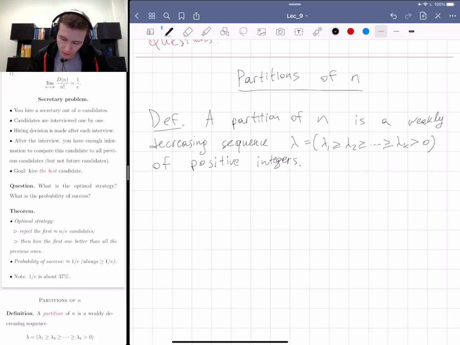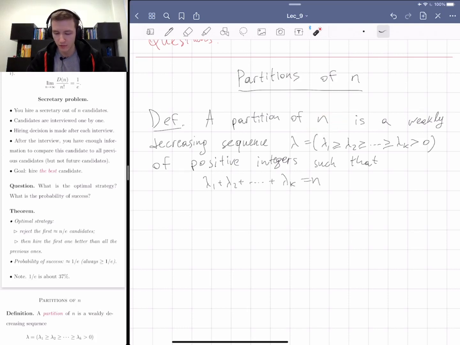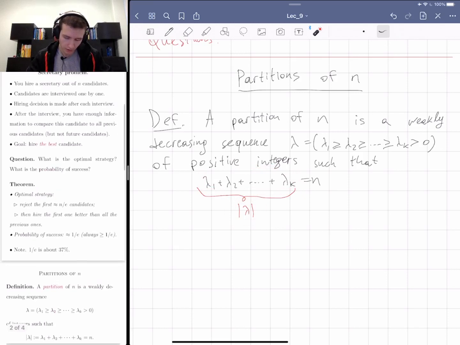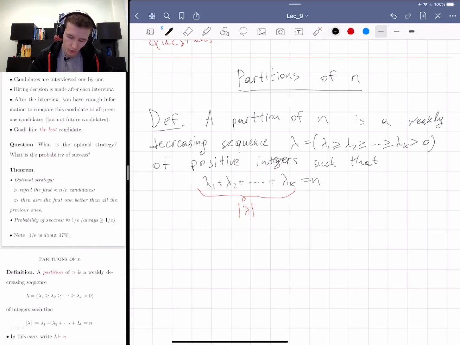Such that the sum lambda 1 plus lambda 2 plus etc. plus lambda k is equal to n. So you want to represent n as a sum of positive integers. By the way, I'm going to introduce some notation for partitions. These lambda i's are called parts of my partition, and the sum of all parts is going to be denoted by the absolute value of lambda. Another convenient notation is that lambda is a partition of n, which I'm going to denote by this symbol here.